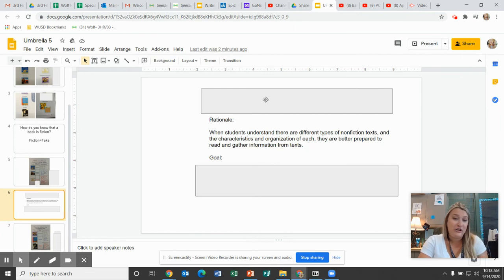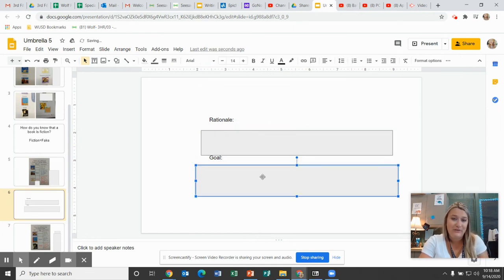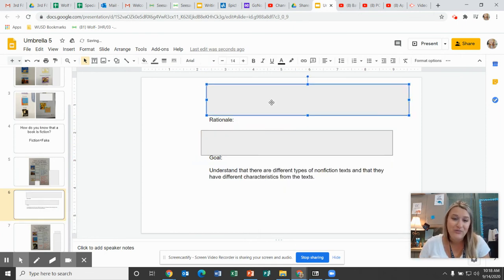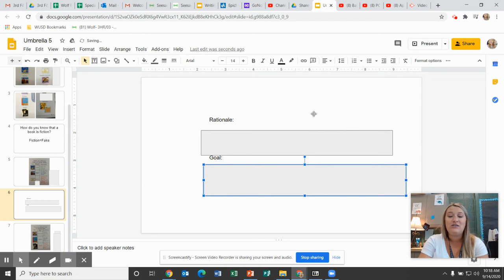So we went over our rationale, and now hopefully we should be able to say that we can do this goal. You should be able to understand that there are different types of nonfiction texts. Okay, we did that. That they have different characteristics from the text. The characteristics just help you know what the text is, which we did. Check. Good job, friends. We are done for today, but you do need to go in there and sort those books and send them to your teacher.